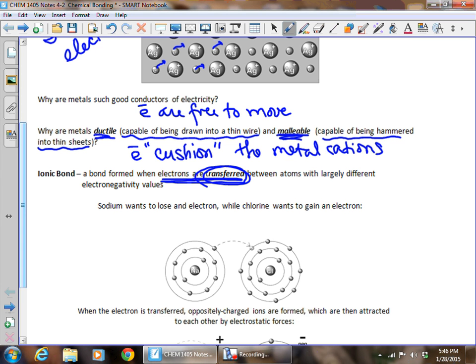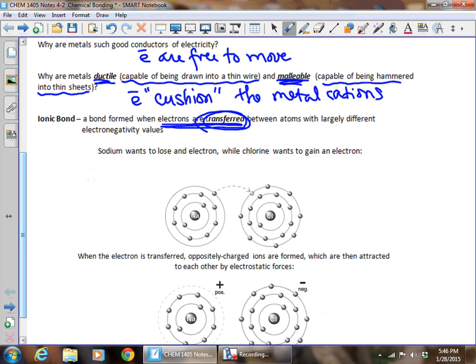Now, if on the other hand, they want to lose electrons to reach that stable state, like our metals that want to lose electrons, they're not going to hang on to their electrons very strongly, and so their electronegativity is not going to be very high. When you have that big difference of something that wants to gain electrons and something that wants to lose electrons, they tend to bond together.